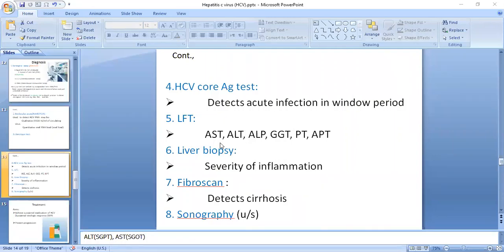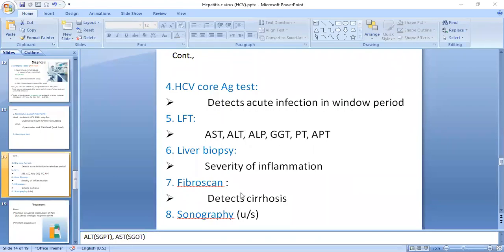Liver biopsy is an invasive procedure, and is not commonly indicated or advised, because this is an invasive procedure. However, the grading of fibrosis, how much the architecture of the liver is disturbed, is decided by liver biopsy. And one of the tests is the fibroscan.